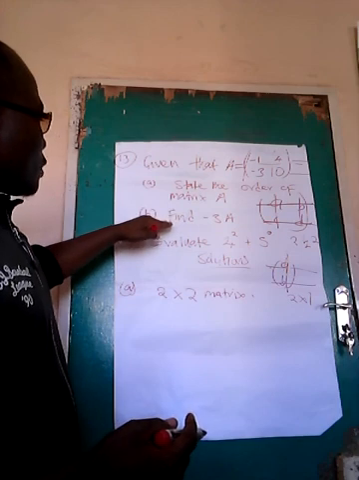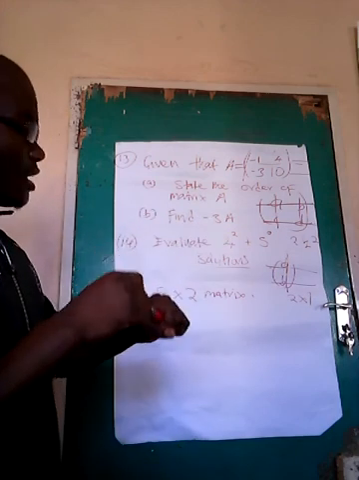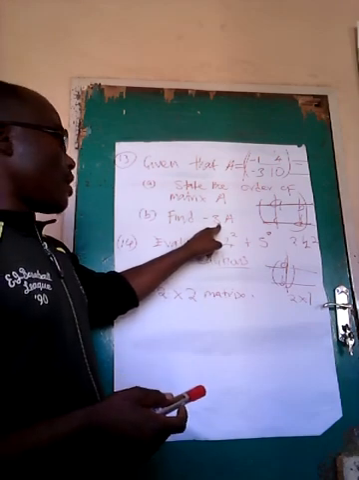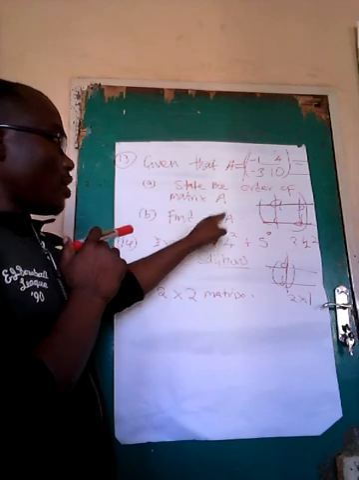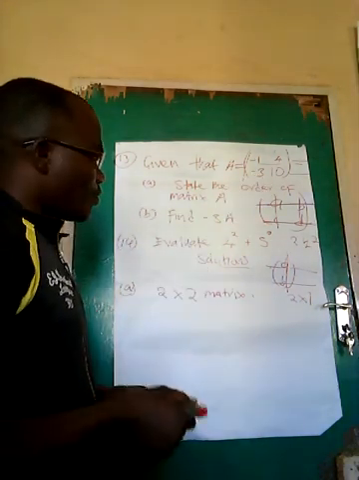Let's move on to the next one. Find -3A. Okay, so what does this mean? -3 is the constant or the scalar. They want you to multiply the scalar to matrix A and then come up with the result. How would you multiply that?